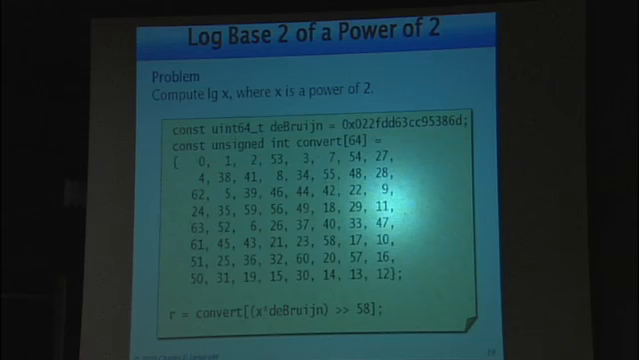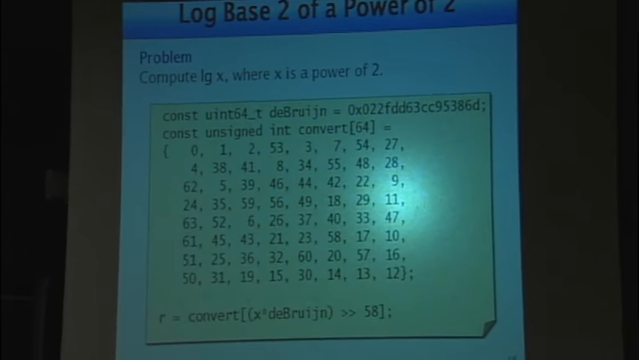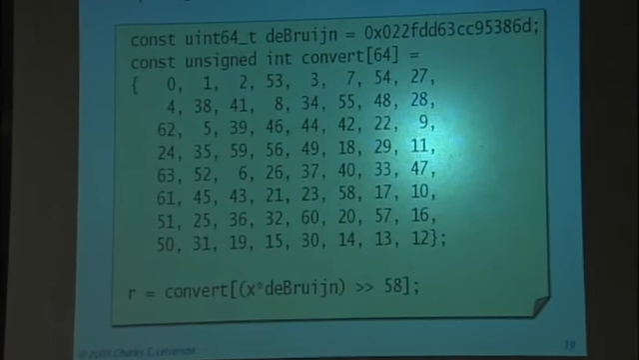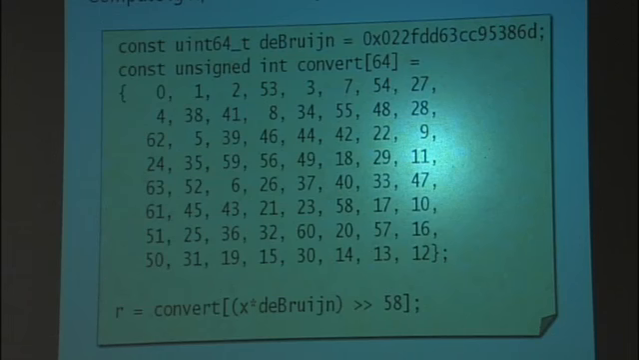Okay? So this is basically, there's a magic number here, called de Bruijn. De Bruijn was a Dutch mathematician. And then there's this funny table, conversion table, and to find the log of x, where x is a power of 2, I multiply x by this magic number here, right shift by 58 places. This is keeping how many bits after the multiply here?